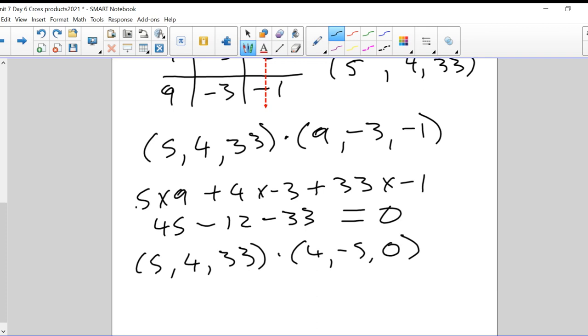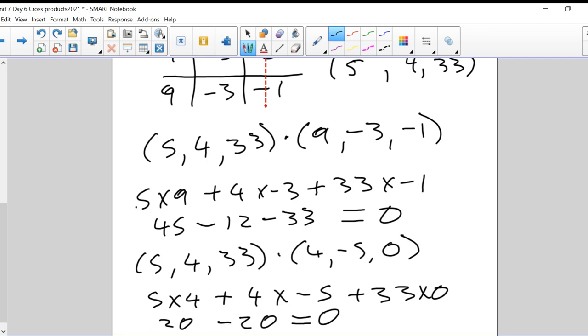All right, so I'm dotting it now. So 5 times 4 plus 4 times -5. Well, the last part is just going to be 33 times 0, which of course is just going to be nothing. 5 times 4 is 20, and then minus 20, which again is equal to 0. All right, we'll take a break for 5 minutes. Remember, it's a 5-minute break, and we'll come back and we will continue with our work on cross product.